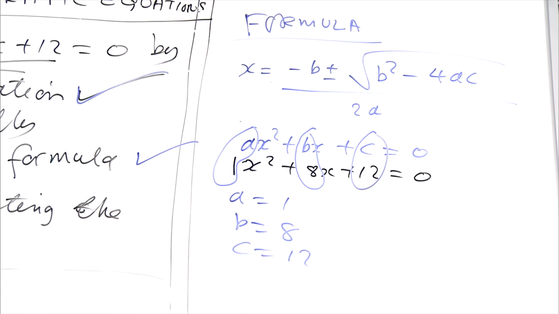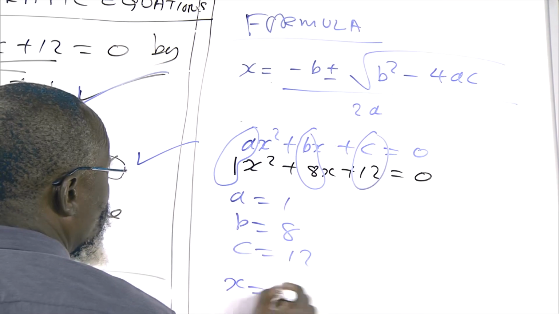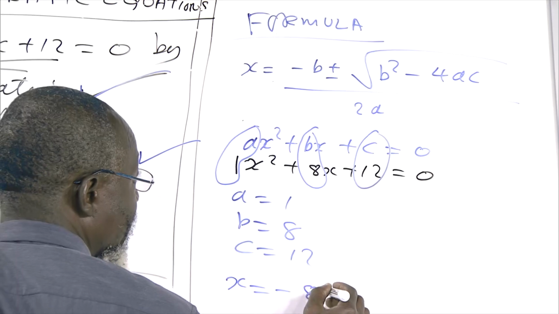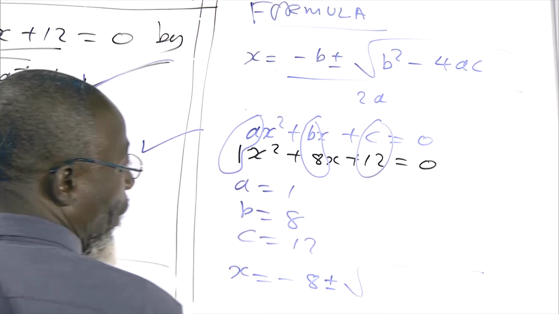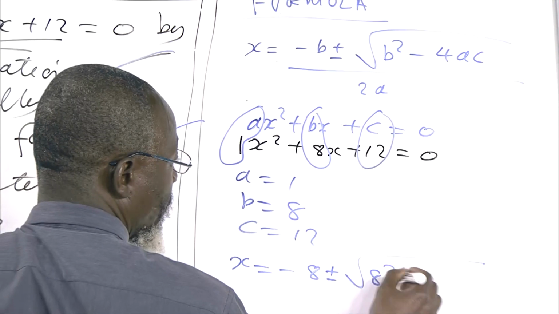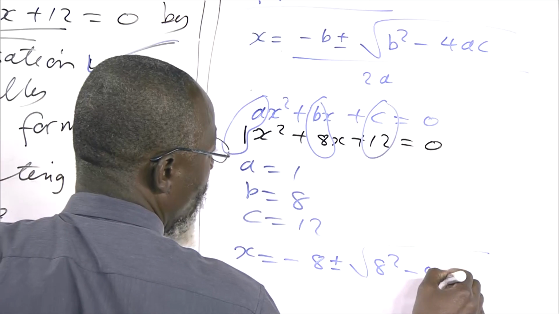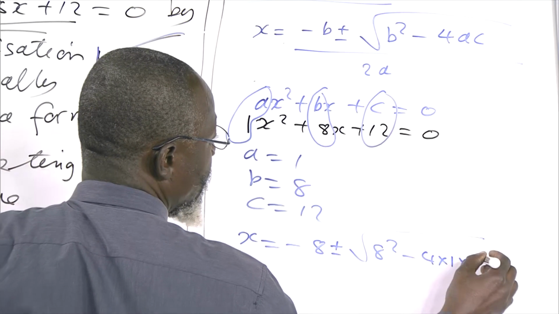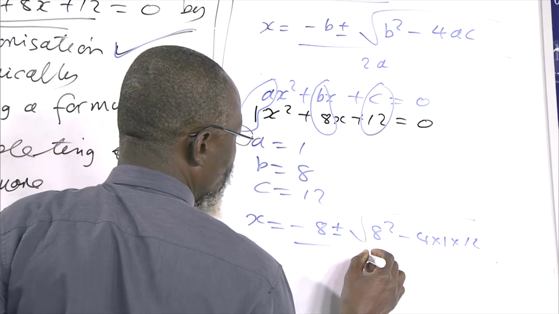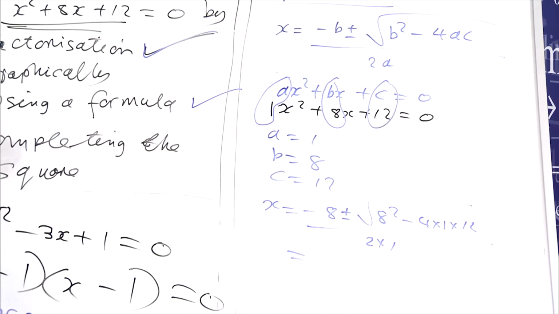Okay, I can now substitute into the equation. So x is now equal to minus b, 8, plus or minus the square root of b squared, 8 squared, minus 4 multiplied by a, 1, multiplied by c, 12, all over 2 times 1.